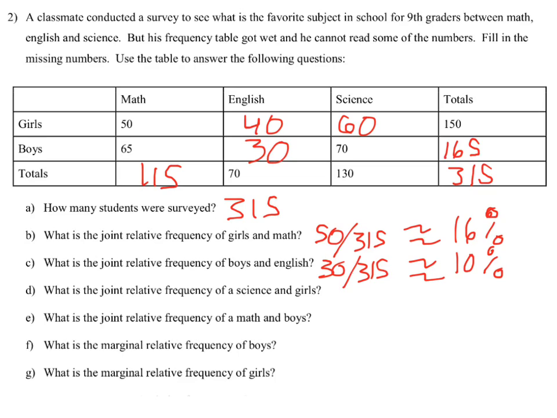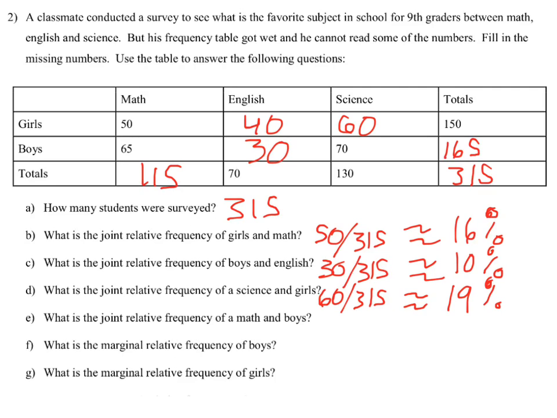Next, the joint relative frequency for science and girls. Science and girls gives you the 60 there. So 60 divided by the 315. Let's see, 60 divided by 315. You can get about 19%.